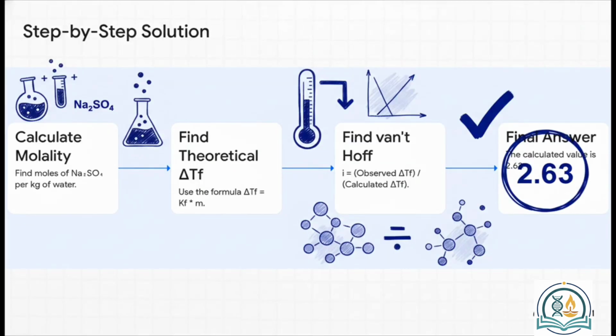So, let's break this down. First step, we calculate the molality of our solution. Easy enough. Step 2, we use that molality to calculate the theoretical change in freezing point. That is, the change we'd expect if the solute didn't break apart. For the final step, we find our i by simply dividing the real value we observed by the theoretical value we just calculated, and we get our answer, 2.63.